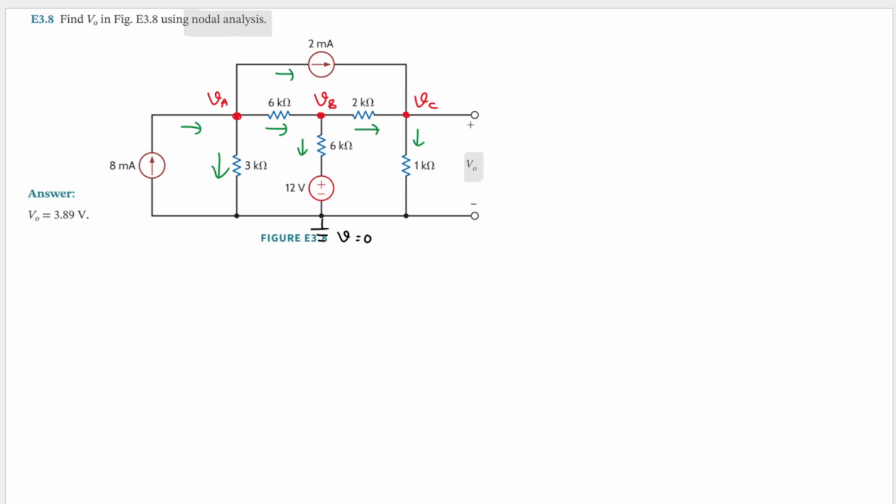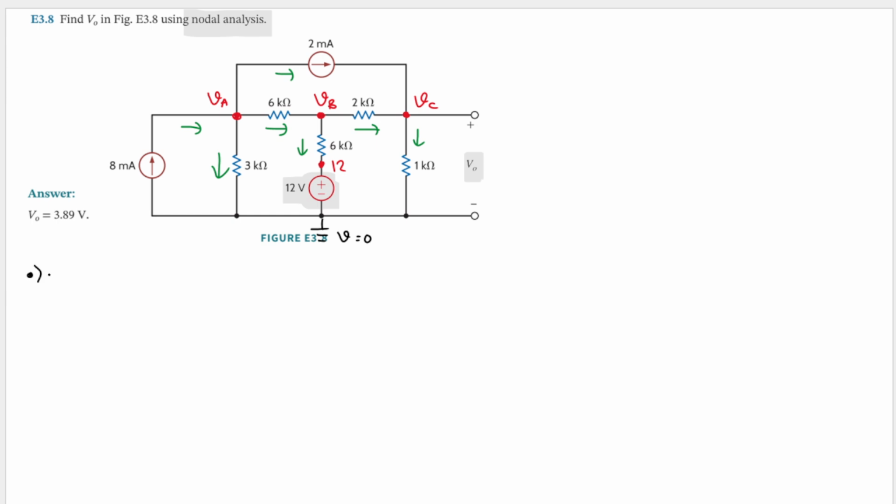Okay, and what else can we get from here? We can get it from this 12 volt voltage source. The negative terminal is connected to the ground, so this will be 0, right? And we have to be 12 volt here. So the difference between this node and this node should be 12. So here we have 12 volt. Okay, and I think we are all set, and we can transform this circuit into equations by using KCL at VA, VB, and VC.